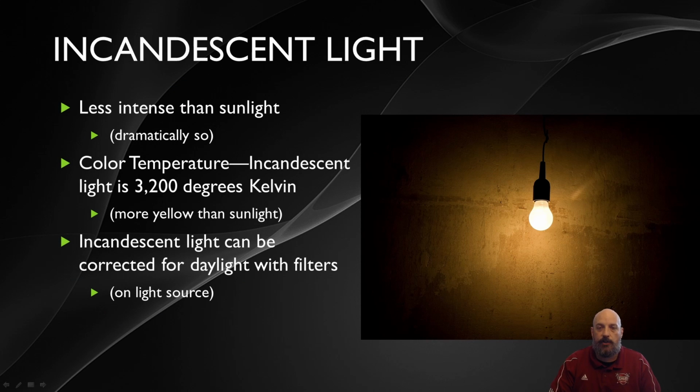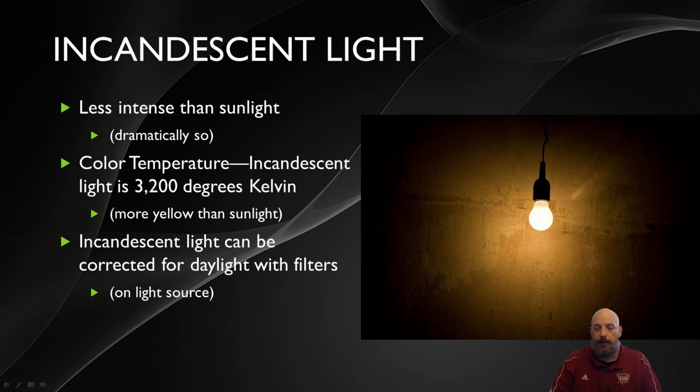So one of the first types of light that we have is what's called an incandescent light. This is dramatically less intense than the sun. Its color temperature is about 3200 degrees Kelvin, and it's a little more yellow than sunlight. Incandescent lights can be corrected for daylight with types of filters. We can take a color-changing coat and apply it to the incandescent light bulb to modify how it looks.